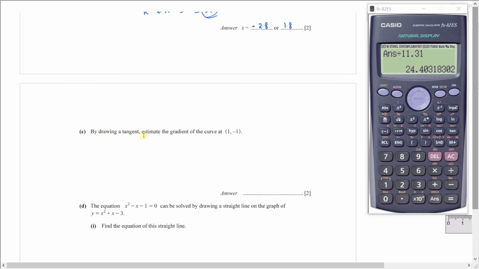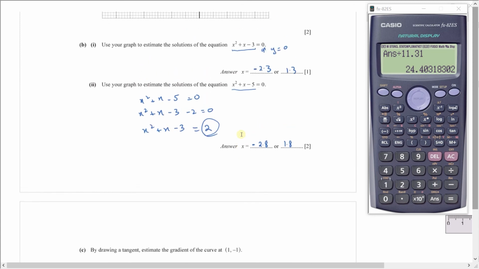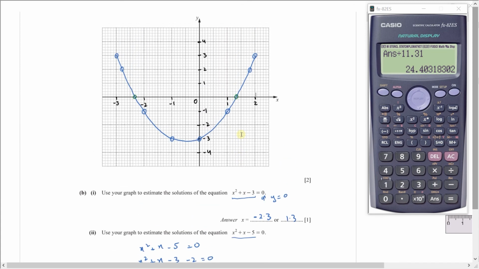Part C is by drawing a tangent, estimate the gradient of the curve at 1 and minus 1. So 1 and minus 1 is this point here. So what we will do is draw a straight line that touches the graph at this point where the x value is 1 and the y value is negative 1. So let me align my ruler such that the line just touches this curve here.